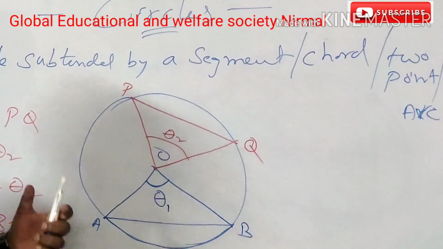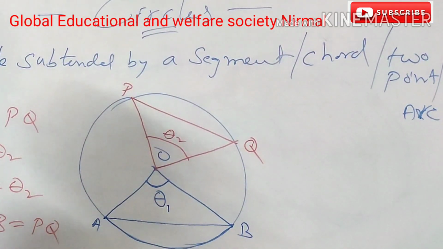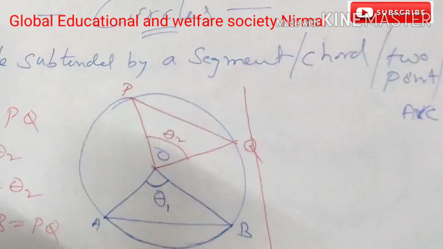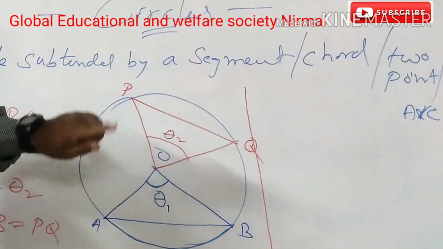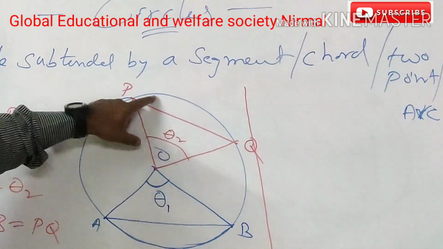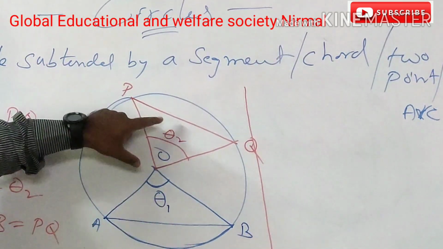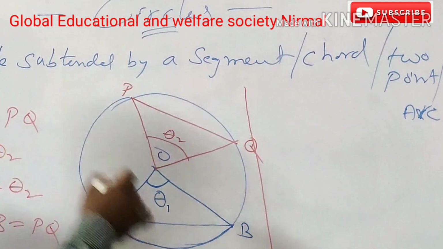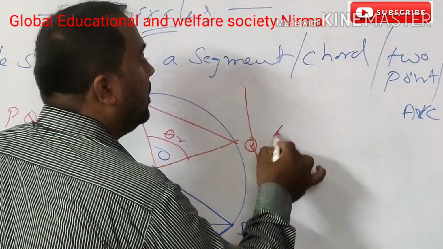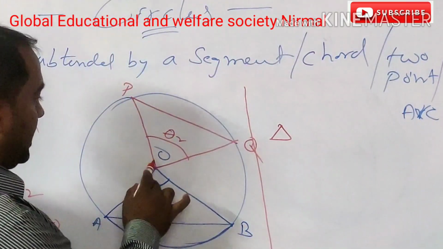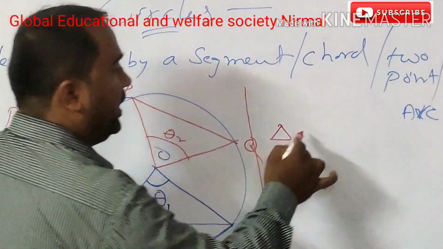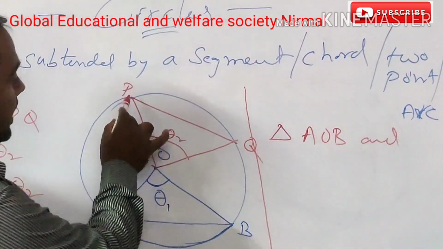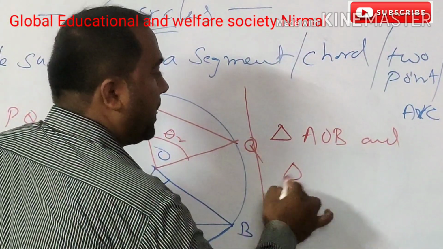Now, based on this, some kinds of questions can be framed in competitive exams. For example, if you see the figure, there are two triangles. Two triangles are formed using two radii in each and a chord. Now I am going to write the names: triangle AOB and triangle POQ.